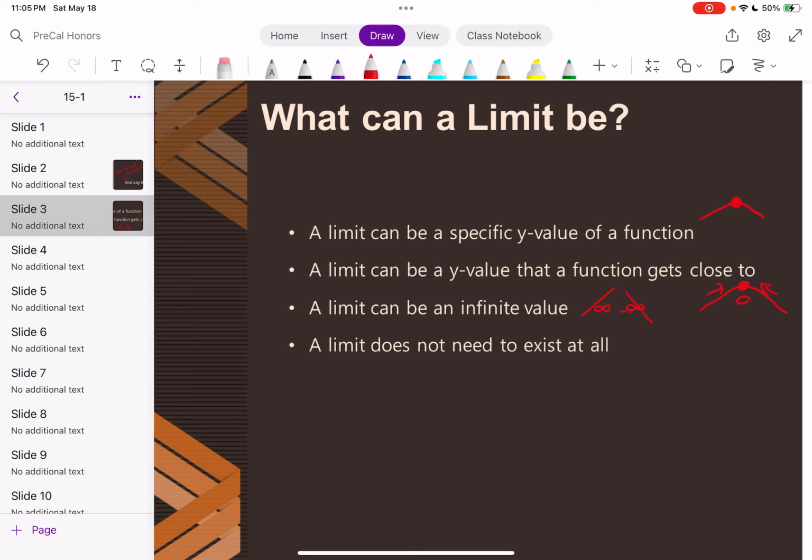The last one would be a limit does not need to exist at all. There are often times where we might see a line going up to a certain point, have an open circle, have a circle once again be open further down or above, and it continue going in a different direction. In this case, our limit would not exist at all.